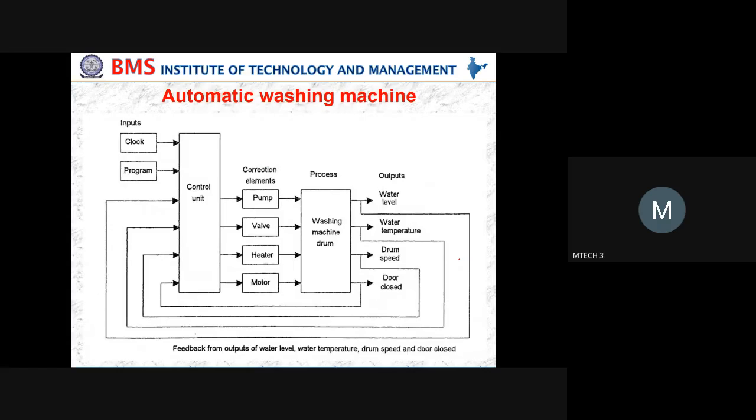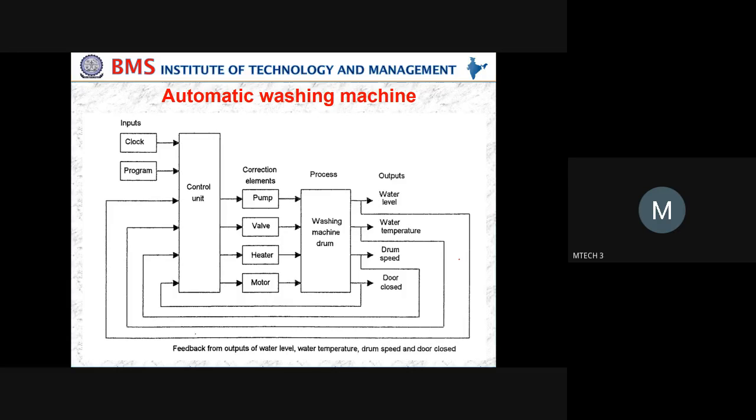Now we'll take one simple example, which you might have observed in your previous UG, the automatic washing machine. In the exam, there are three different ways by which the question can be asked. Question number one: with the neat block diagram, explain any example of a microprocessor based control system. Second: with the neat diagram, explain a sequential control system. Or with the neat block diagram, explain the automatic washing machine.